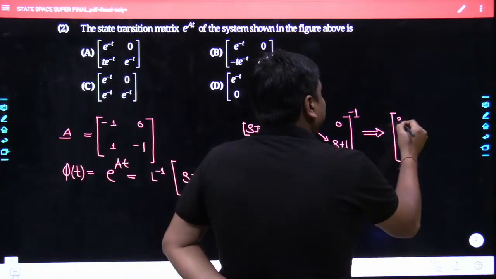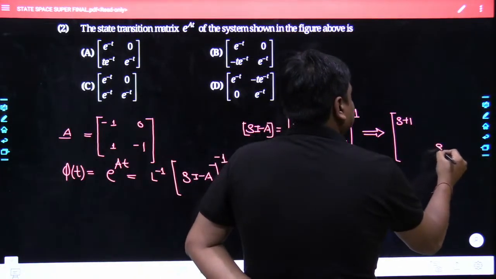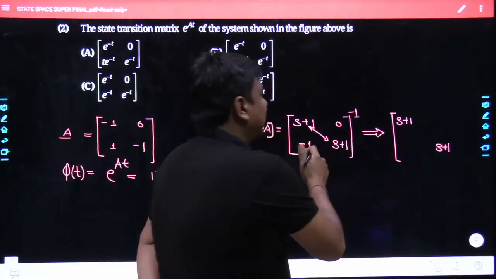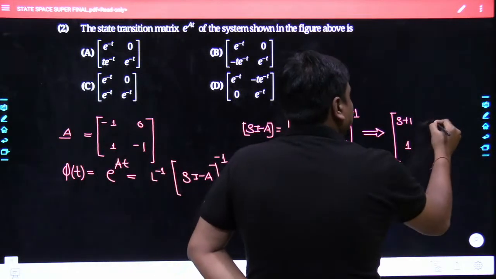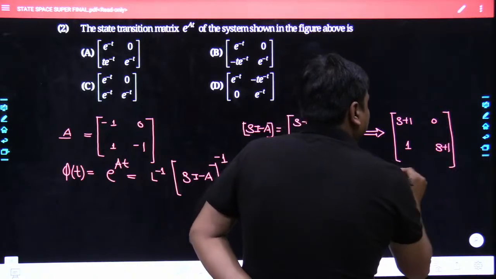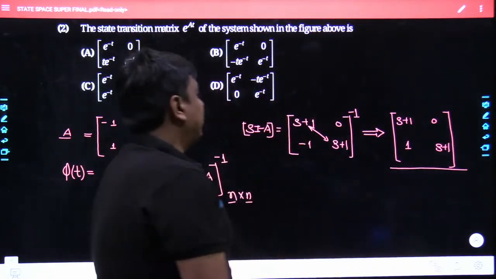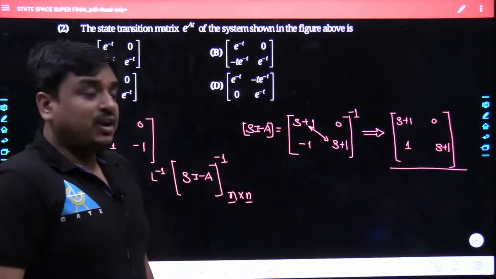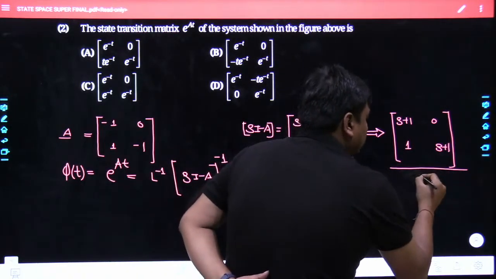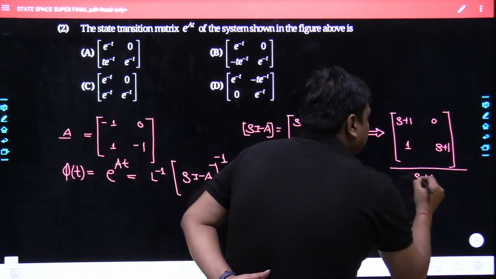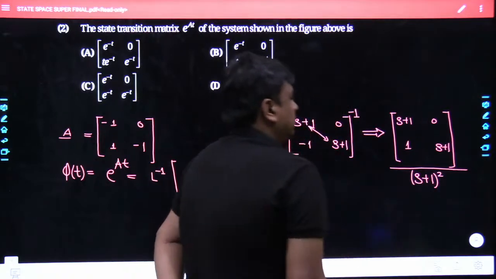If the swapping has been done, still it is s plus 1, still it is s plus 1, and there would be the multiplication by minus on the off diagonal elements, and that is nothing but 1, and here becomes 0. Here becomes 0. At the denominator, the determinant of the matrix sI minus A would come into the picture, and that is nothing but s plus 1 to the power of 2, for the sI minus A inverse.